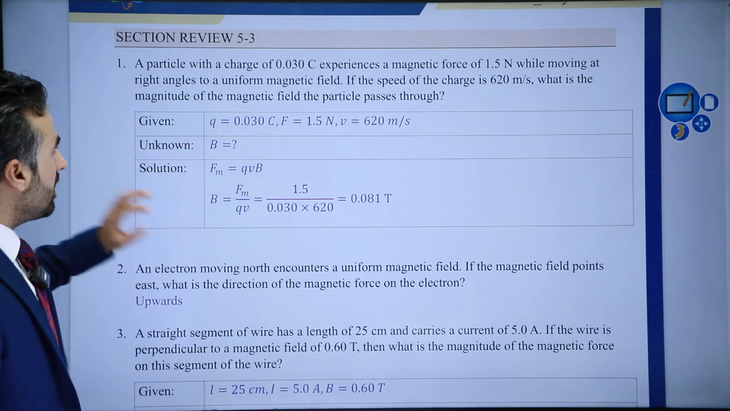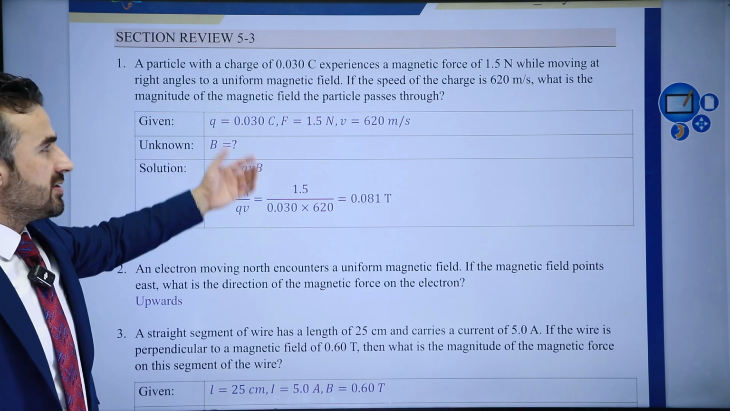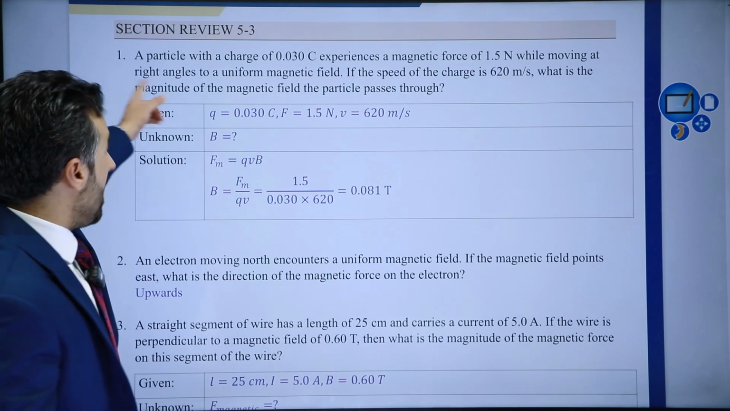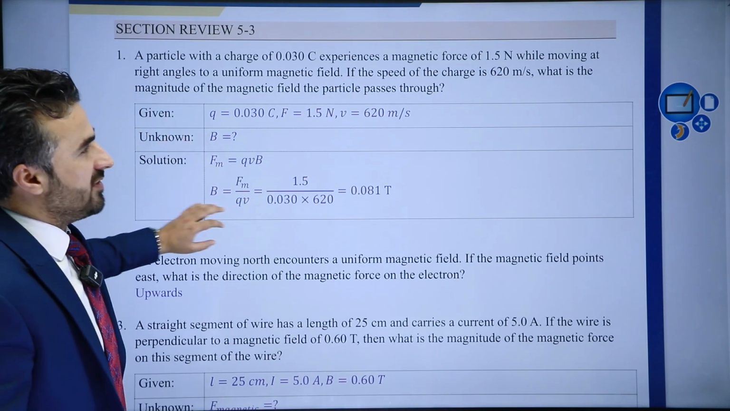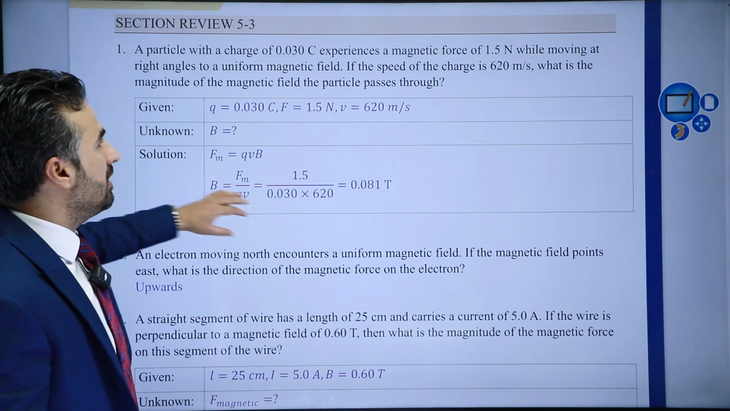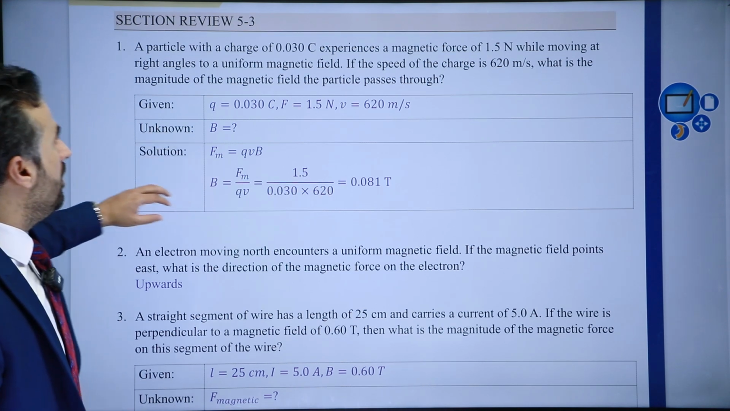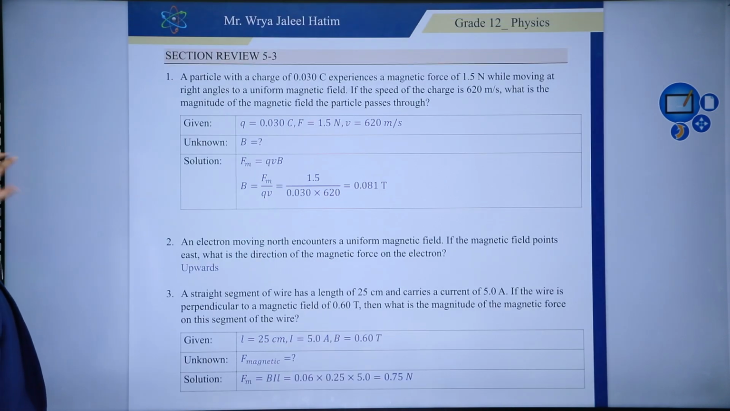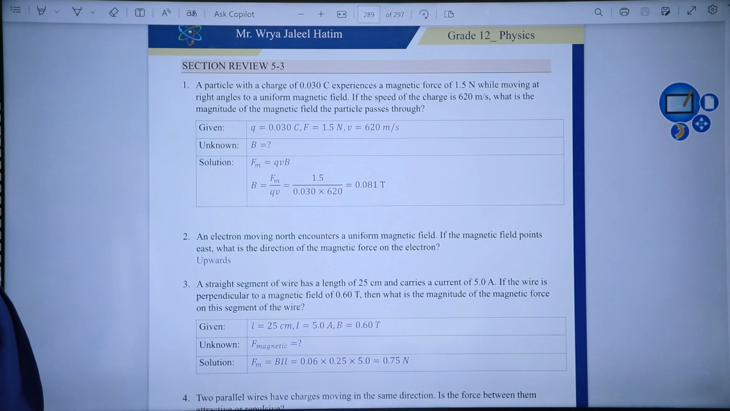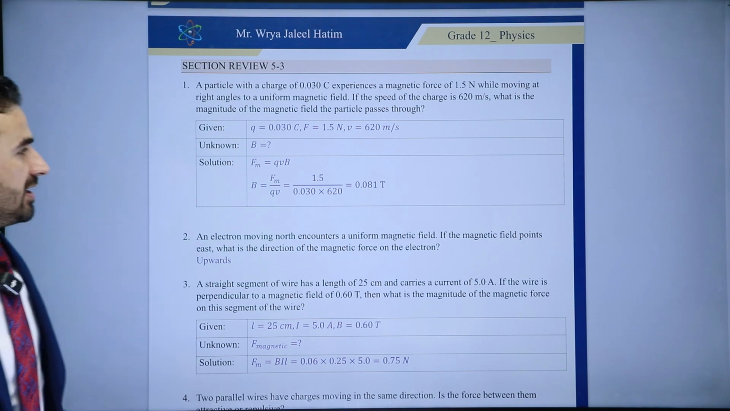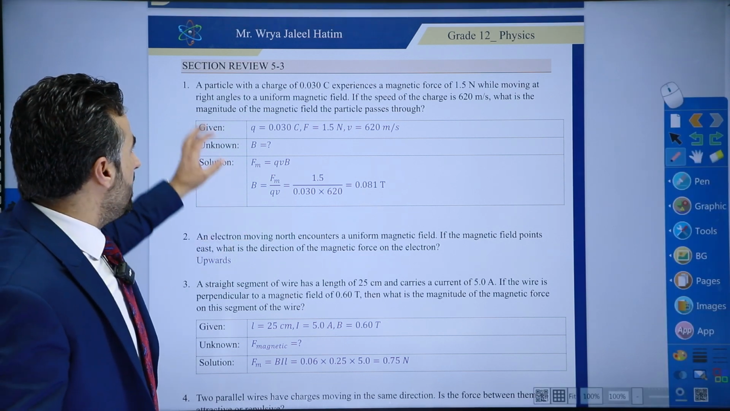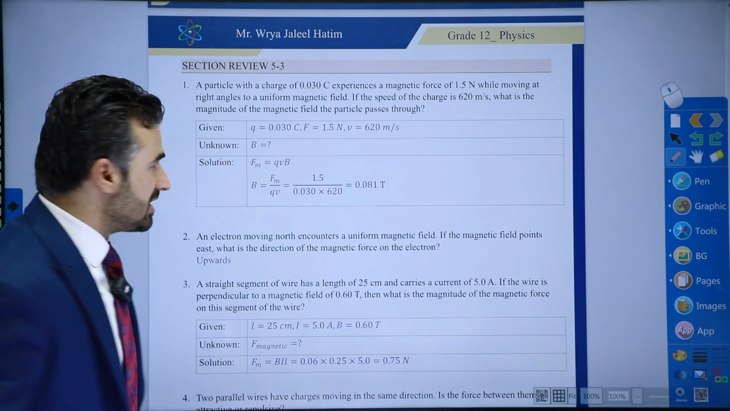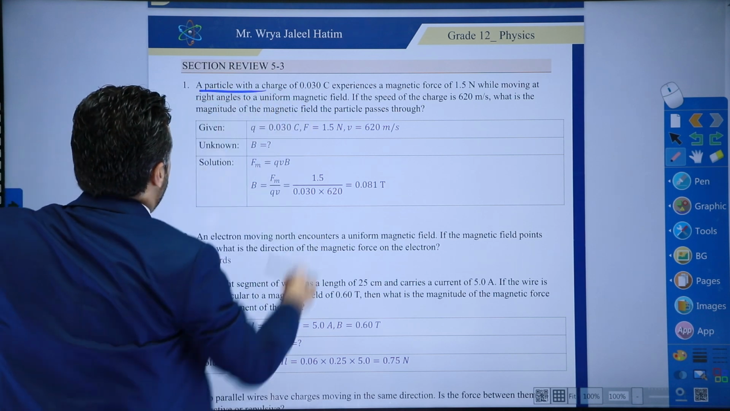The first one says, a particle with a charge of this much experiences a magnetic force of 1.5 Newton while moving at a right angle to a uniform magnetic field. If the speed of the charge is 620 meters per second, what is the magnitude of the magnetic field the particle passes through? These questions are easy enough. Remember, it asks us for the magnitude of the magnetic field, when the force is given and it is just one particle.